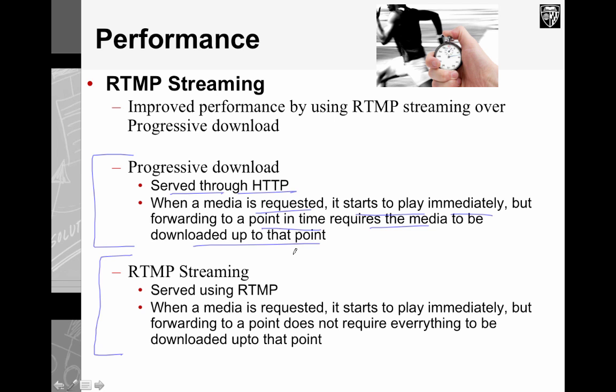That's the idea behind RTMP streaming. RTMP streaming is served through the RTMP protocol, and here when a media is requested, it starts to play immediately, just like the progressive download, but forwarding to a point does not require everything to be downloaded up to that particular point. So this is much more efficient. And so CloudFront uses RTMP streaming mechanism in order to stream audio and video content. That makes it much more performant.